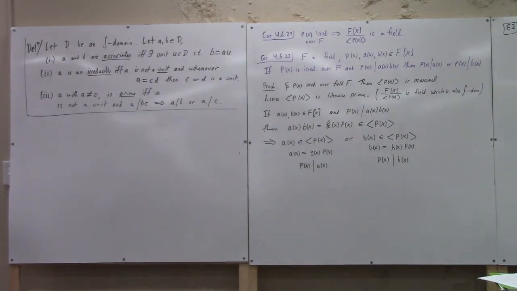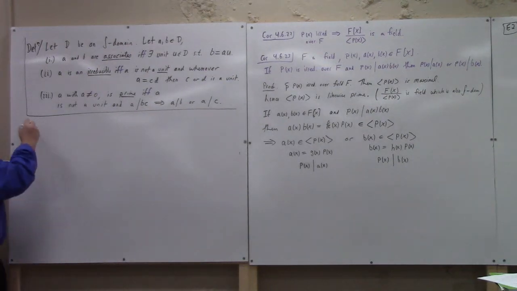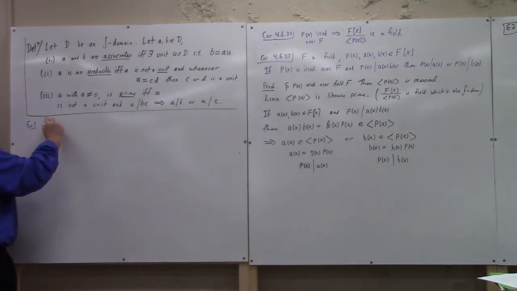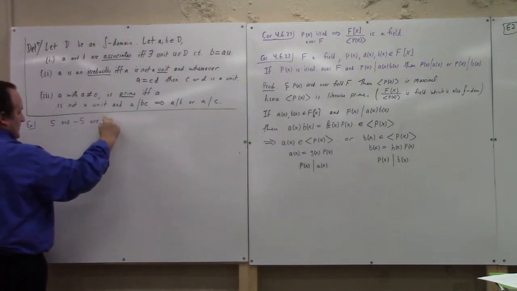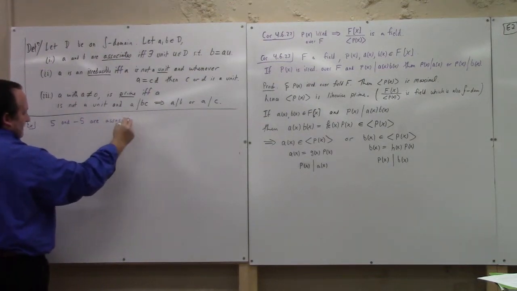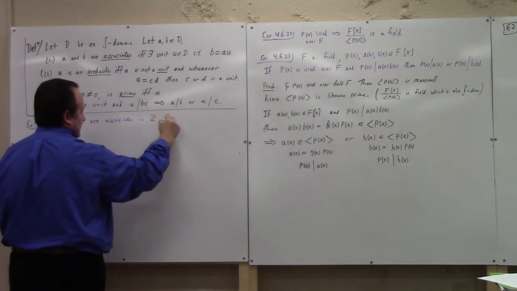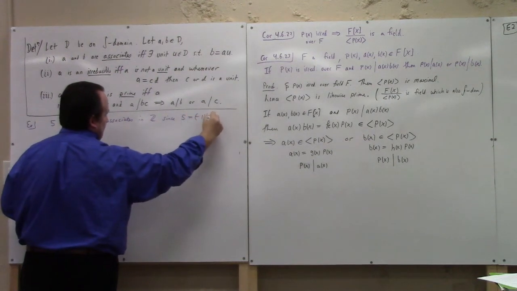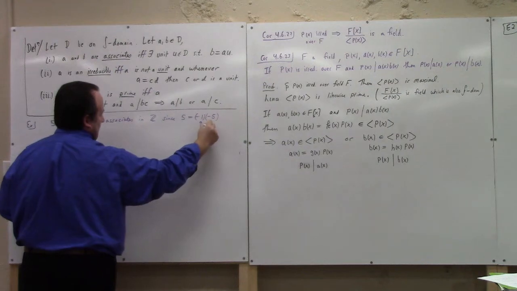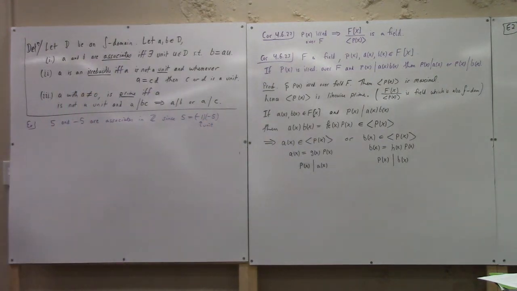Now, it turns out that prime and irreducible are interchangeable in many common contexts. We'll see that, but they're not always. That's my next example. Before I get to the next example, a good example of associates. How about this? We can write 5 and -5 are associates in Z, since 5 is equal to -1 times -5, and that's a unit. So numbers and their negatives are associates in Z.